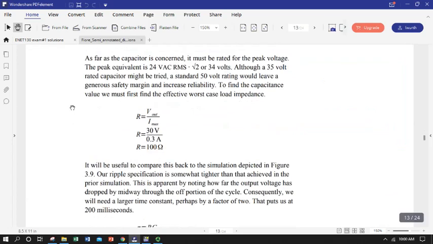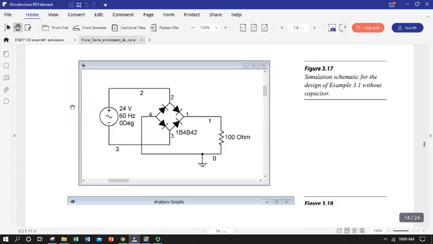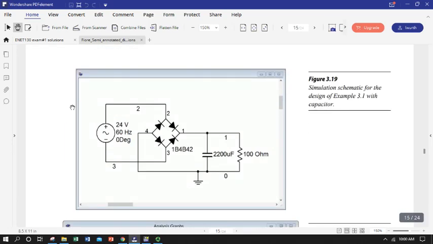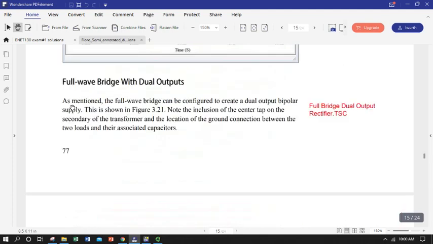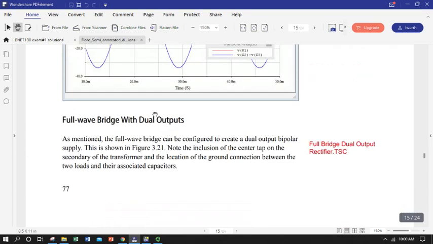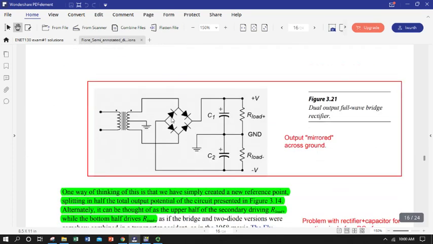Beyond that, we can do other fancy things. Mr. Fiore goes through basically a second iteration of smoothing capabilities. Full wave bridge with dual outputs. Basically, we can split our output load voltage in two. Instead of having one big resistor, we can ground the middle and then drop half of our voltage over each. We can put a smoothing capacitor over one. We can put a smoothing capacitor over two.